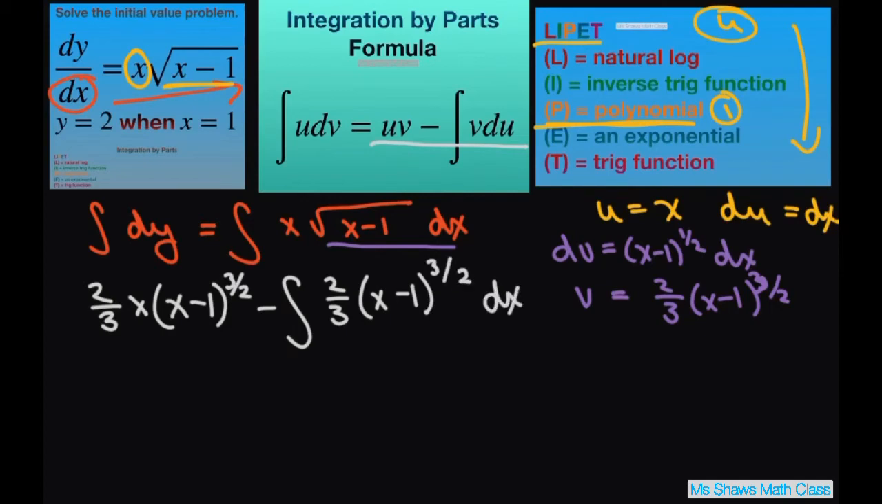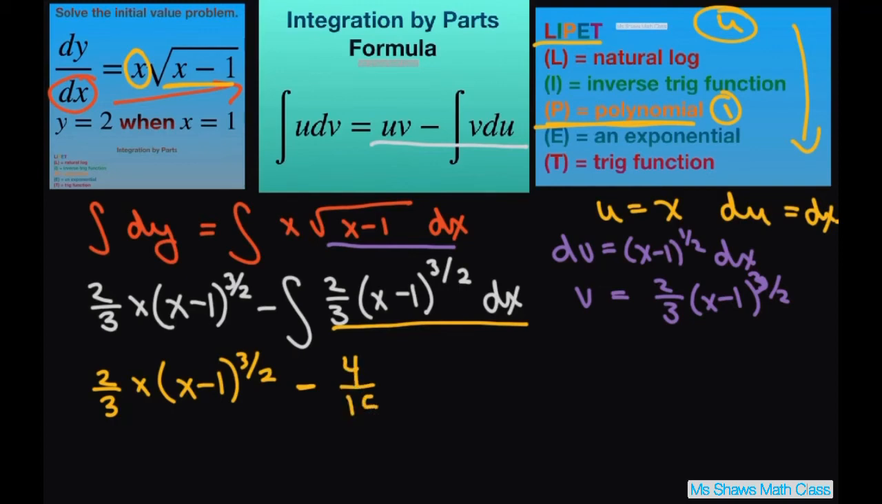So from here, we just have to integrate this part. So we remember, just keep adding 1. So this is going to be 2/3 x times x minus 1 to the 3/2, then we're going to have minus. Now, when you add 1 and divide, you're going to get 4/15, and then we're going to have x minus 1. And we're adding 2 over 2, so that's going to be 5/2, plus c.